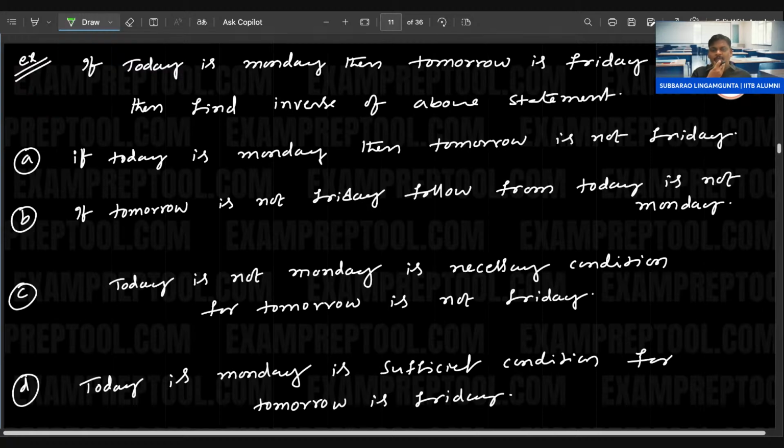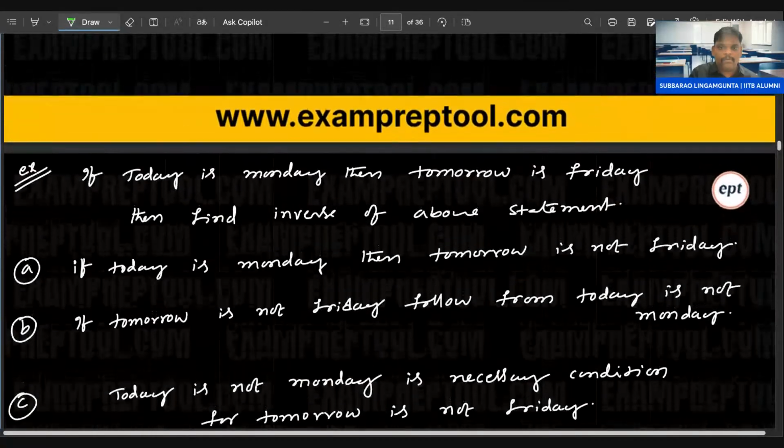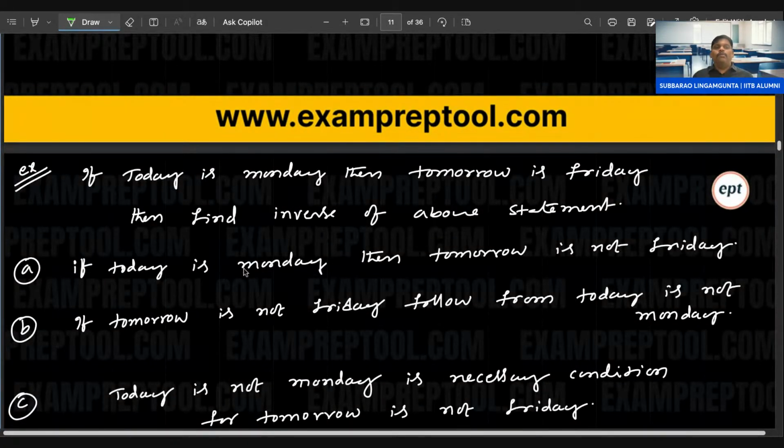Similar way you can try. If today is Monday, then tomorrow is Friday. Then find the inverse of the above statement.